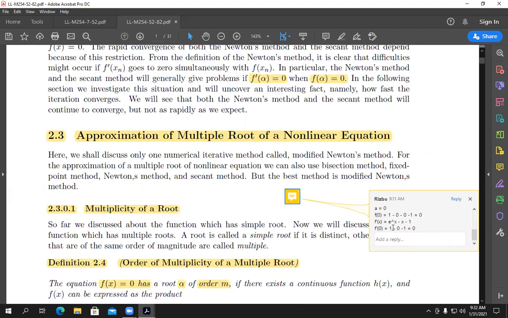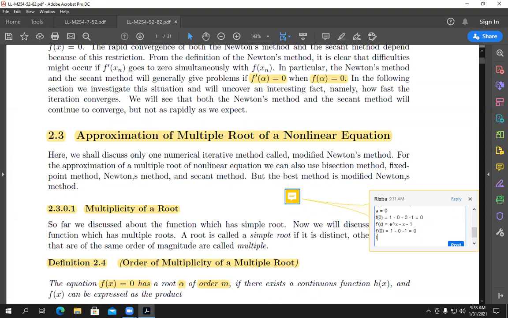We say f dash at alpha equal to 0. This will give you what? It is a multiple root. Now we want to check what is the value of m, how many times it's repeating. So what is the basic rule? The simple rule is we have to continue to take the derivative until the derivative is not equal to 0.